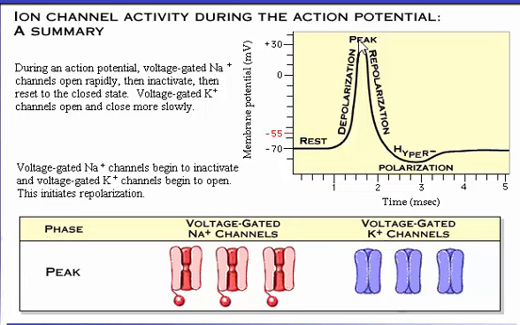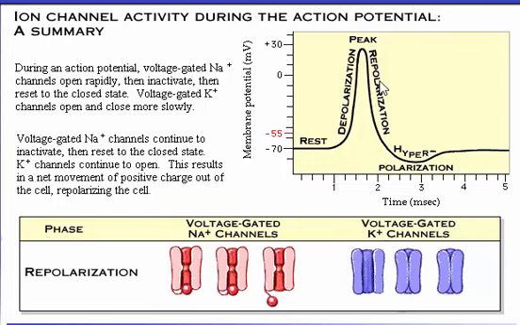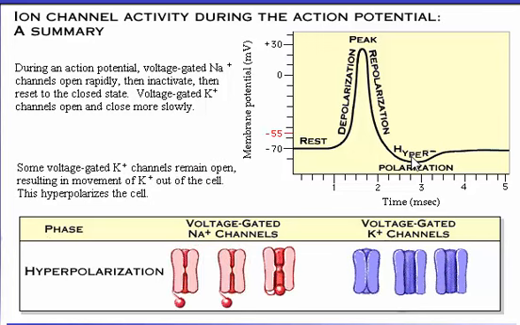Voltage-gated sodium channels begin to inactivate, and voltage-gated potassium channels begin to open. This initiates repolarization. Voltage-gated sodium channels continue to inactivate, then reset to the closed state. Potassium channels continue to open. This results in a net movement of positive charge out of the cell, repolarizing the cell. Some voltage-gated potassium channels remain open, resulting in movement of potassium out of the cell. This hyperpolarizes the cell.